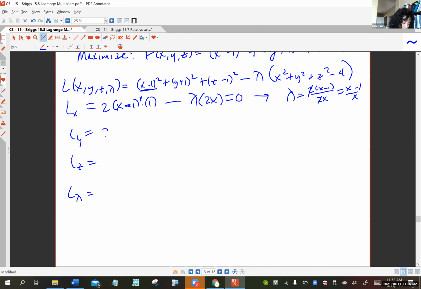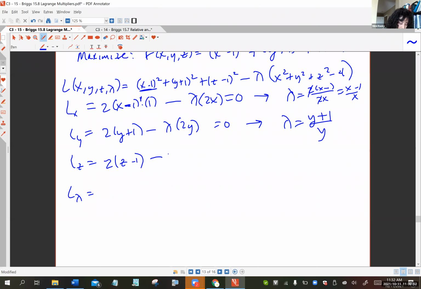When I take the partial with respect to y, I get 2 times the quantity y plus 1 minus lambda times 2y, set that equal to 0. If I solve for lambda for this one and reduce, I'll get lambda as y plus 1 over y. Take the partial with respect to z, 2 times the quantity z minus 1 minus lambda times 2z, set that equal to 0. Solve for lambda, I get z minus 1 over z.